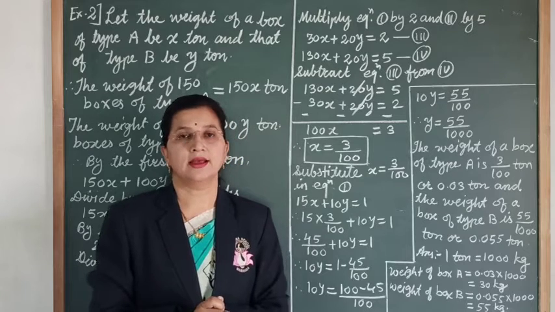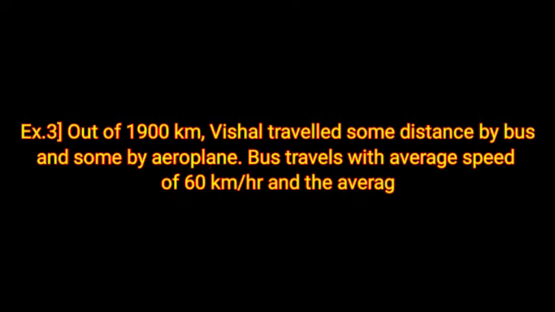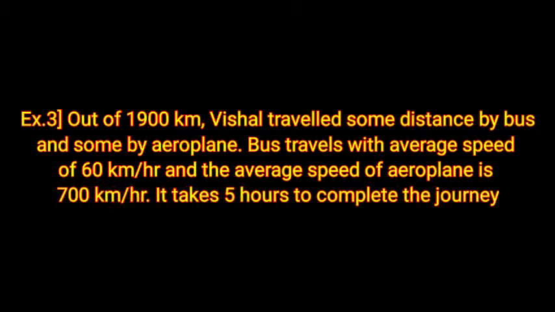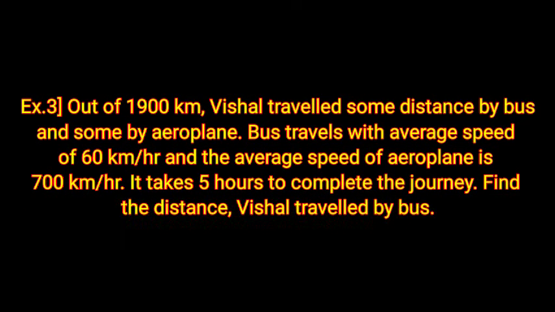Okay, let's see another example. Out of 1900 kilometers, we shall travel some distance by bus and some by aeroplane. Bus travels with the average speed 60 km per hour and the average speed of aeroplane is 700 km per hour. It takes 5 hours to complete the journey. Find the distance we shall travel by bus.